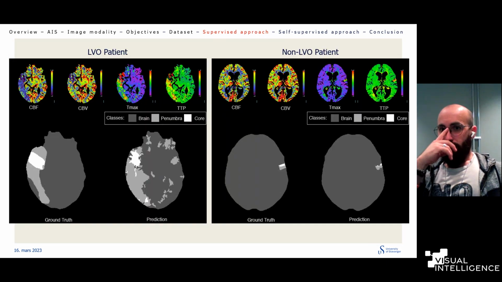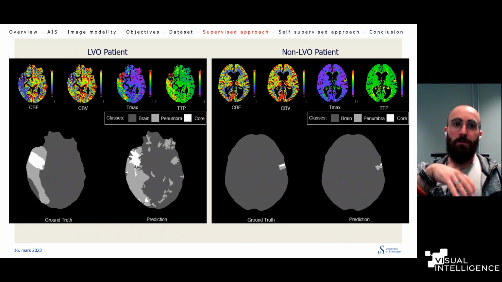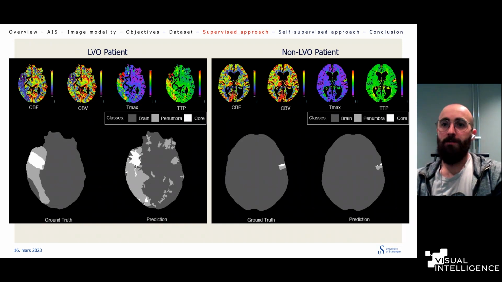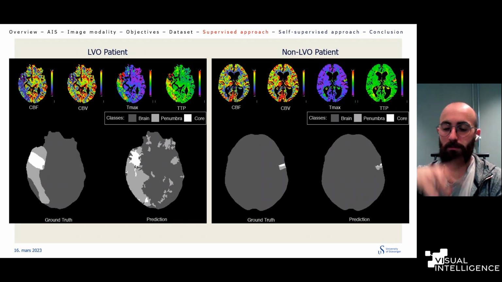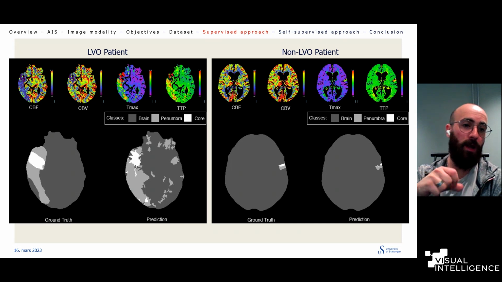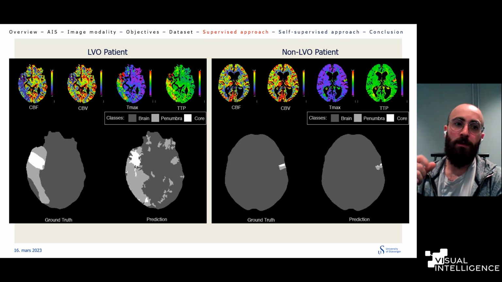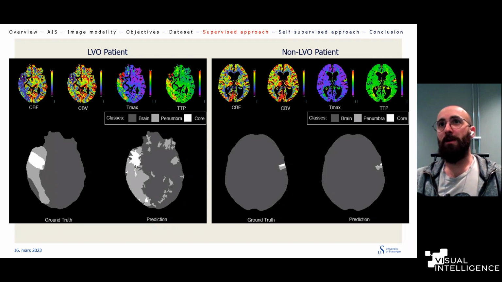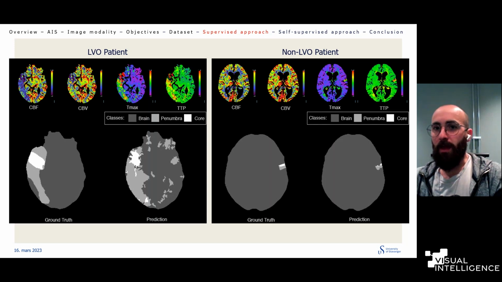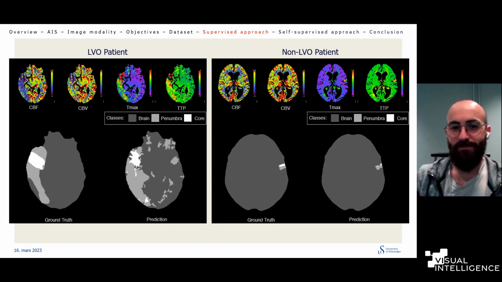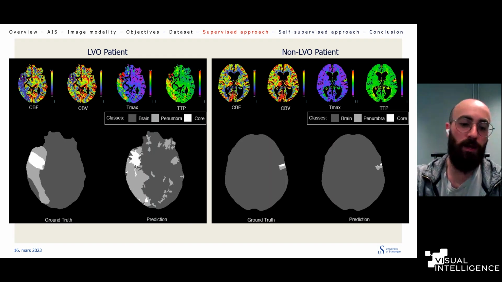So as a visual result, you can see here a large vessel occlusion patient on the left and a non-large vessel occlusion patient on the right. You can see the ischemic regions defined in light gray and white. There is a visual difference between a very large area in the large vessel occlusion patient and a small ischemic area in the non-large vessel occlusion patient. So there is still work to be done here.